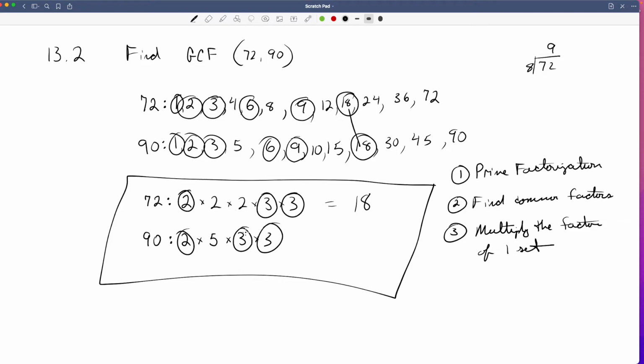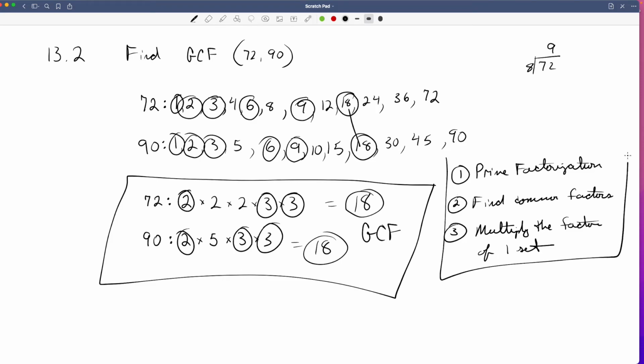So what I mean by that is, if you're going to multiply the factors that are circled for 72, you don't worry about these, because this will be the same. 2 times 3 times 3 would equal 18, and then those numbers would be the same. But what you wouldn't do is say 2 times 2 times 3 times 3 times 3 times 3. You don't multiply all of the ones that you've circled, just all of the ones in the same row, okay, or the same set. And that's your GCF. All right. So these are the steps you want to remember. Prime factorization, find common factors, multiply the common factors of one set of numbers.